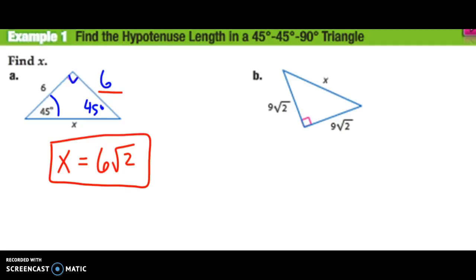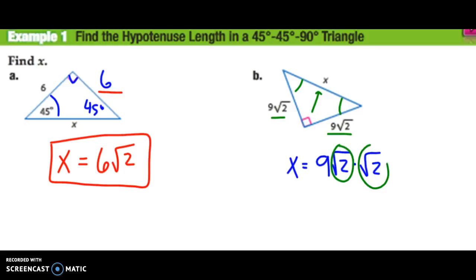In letter B, we see that both of these sides, both of the legs, are the exact same, which means both the angles are the same as well. Since the right angle is 90 degrees across from the hypotenuse, those are going to have to be 45. And so x is going to be equal to 9 square roots of 2, the length of the leg, times the square root of 2. You might have forgotten this, but the square root of 2 times the square root of 2 is just 2. And so we get 9 times 2, which would be 18. If you wanted to check your answer with a calculator, you could.